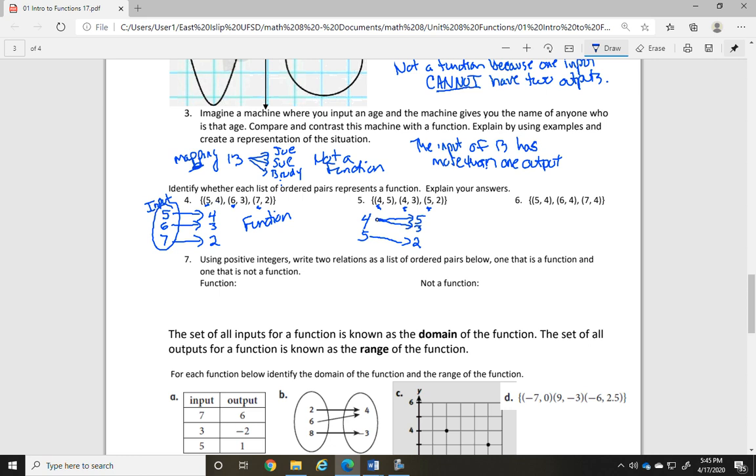Right here is the problem. Do you see there's 2 arrows coming out of the 4? This is not a function. And the best reason to write down is by being a bit specific. It's not a function because the input of 4 has more than one output.